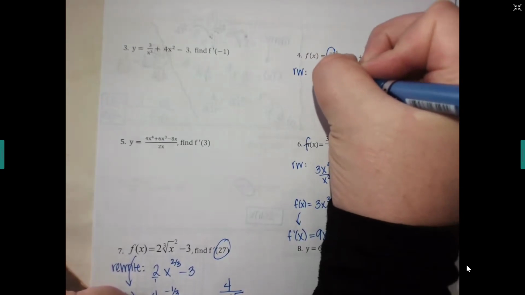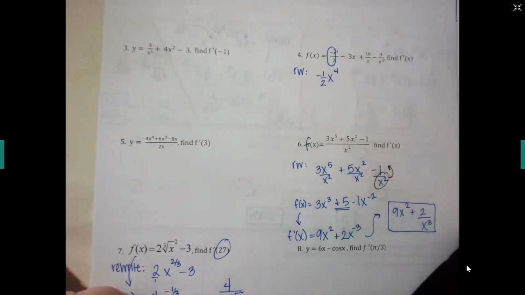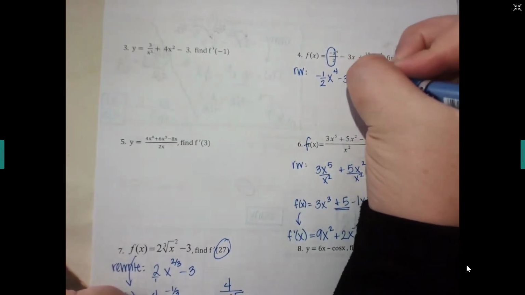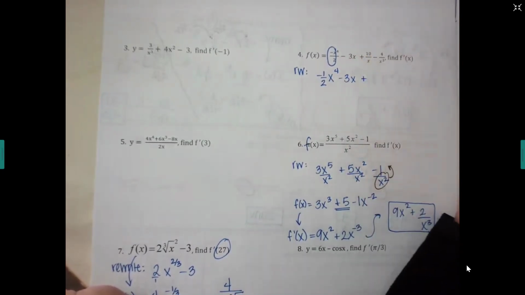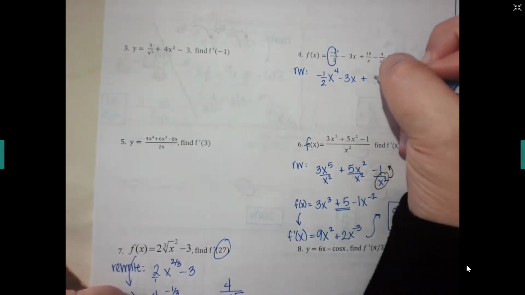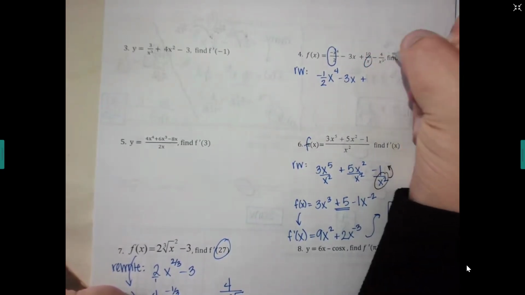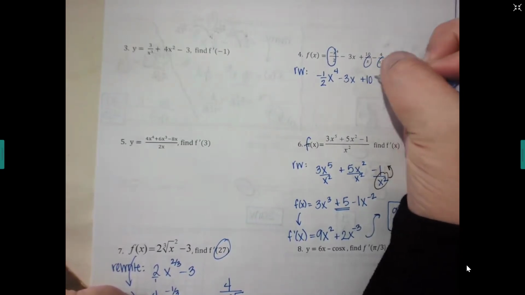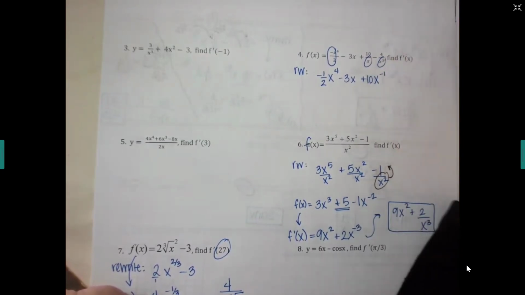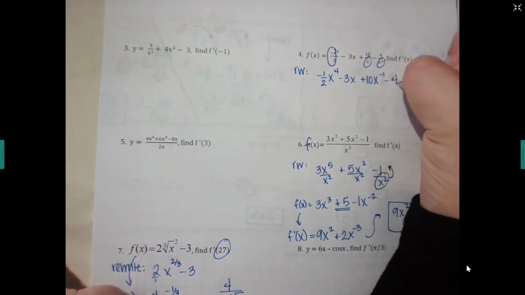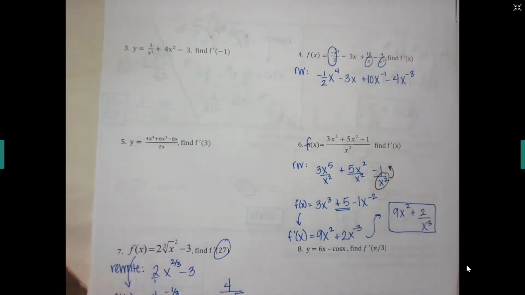Remember, that 2 cannot move up. So that's a minus 1/2 in front, x^4, minus 3x. What am I going to do with the 10 over x? We're going to move the x to the top, so it'll be 10, negative, yeah, negative 1. Very good. And on the next term, my x^3 would move up, so it'd be a minus 4x^-3. Okay? Then from there, you're going to take the derivative and rewrite it back, push those x's back down.